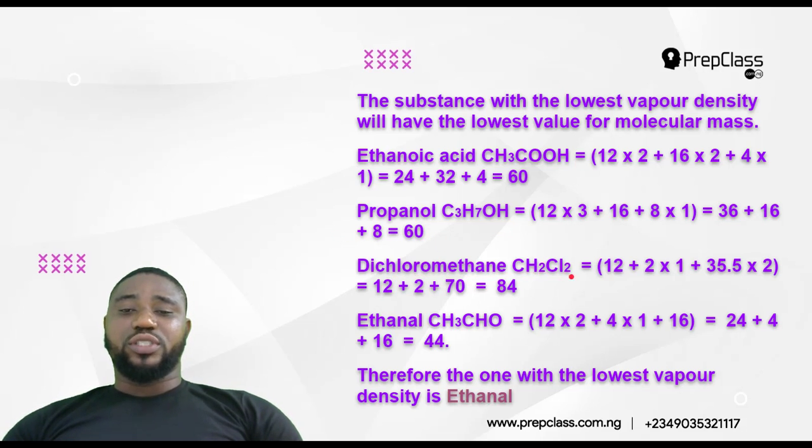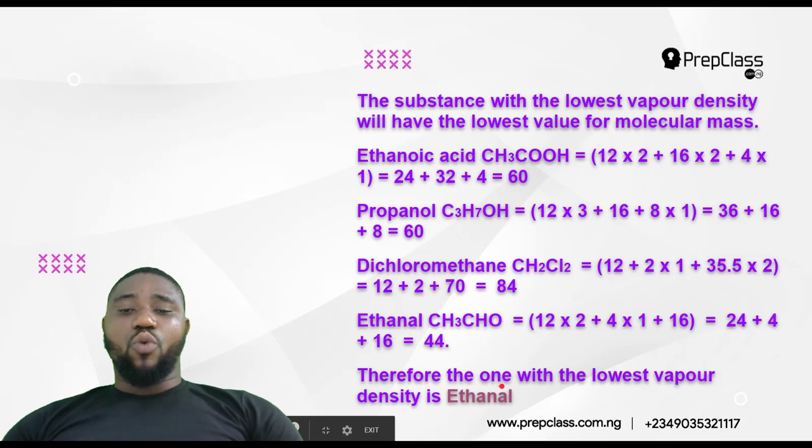Dichloromethane is CH2Cl2. Carbon is 12, plus hydrogen is 1, that's 2 times 1, plus chlorine is 35.5, that's 35.5 times 2. So that will give us 12 plus 2 plus 70, 84. Ethanol, CH3CHO: carbon 2 atoms, 12 times 2, plus hydrogen 4 times 1, plus oxygen only 1 atom, 16. That gives us 24 plus 4 plus 16, that's 44.